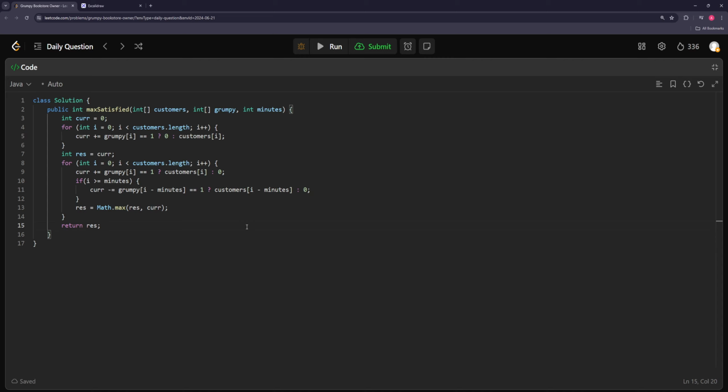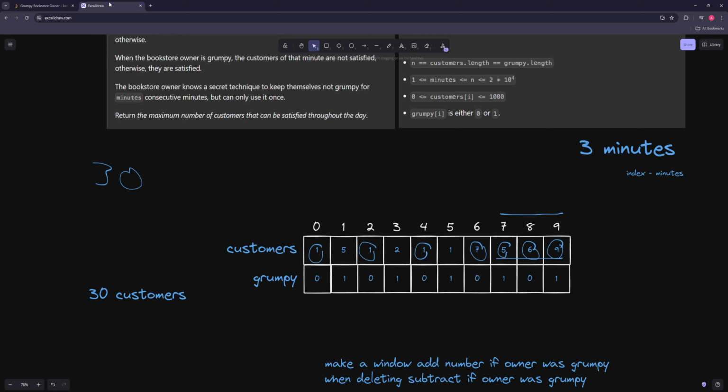The reason you don't need to use a left and a right pointer is because here your window is always the same length. It's always going to be minutes length. Normally a sliding window shrinks and grows. Here it never shrinks and grows. So whatever index you're on, the one you're deleting is just the index minus the minutes. So that's why you don't need two pointers for this one.